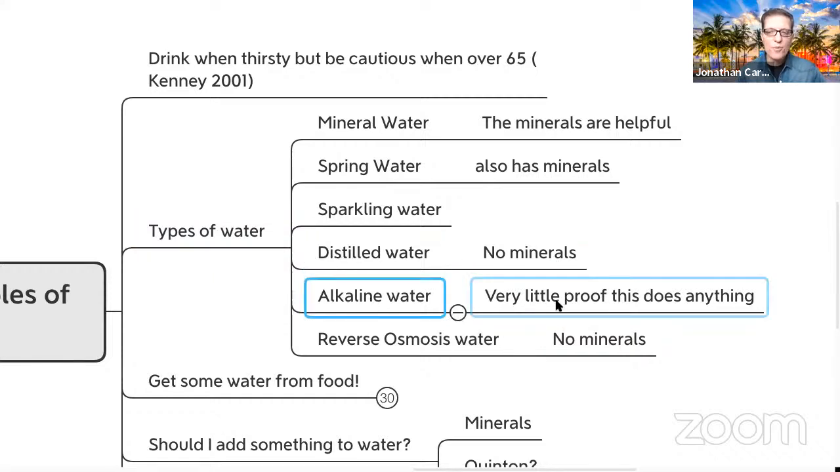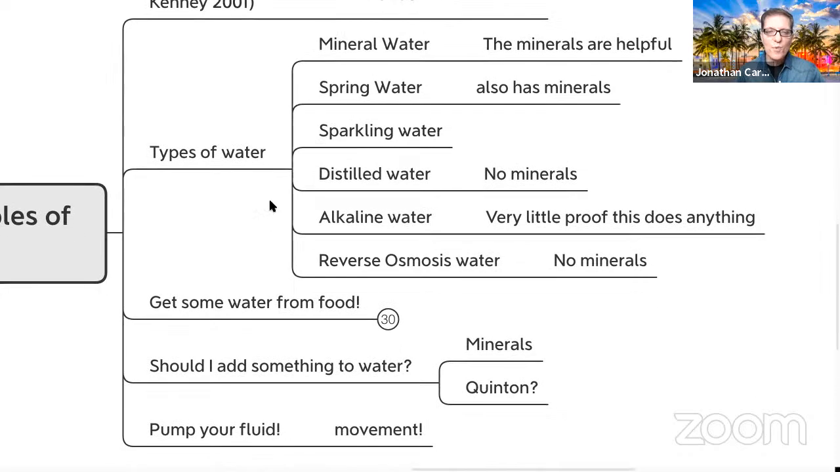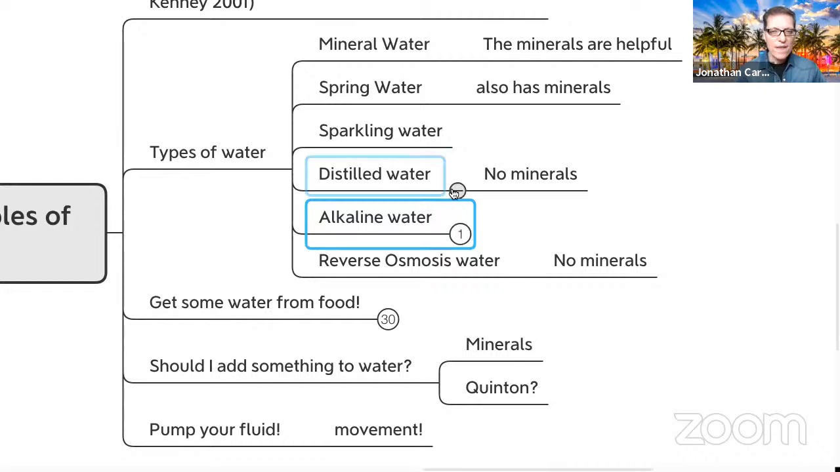Alkaline water, very little proof that this does anything. I tend to think it doesn't make a whole lot of sense to me. Yes, we want our bodies alkaline, generally speaking, and we get that from eating lots of leafy greens and plants. But drinking alkaline water, to me, doesn't make sense, because you're then going to neutralize some of the acid in the stomach. Anyway, there's very little proof that alkaline water does anything for you.